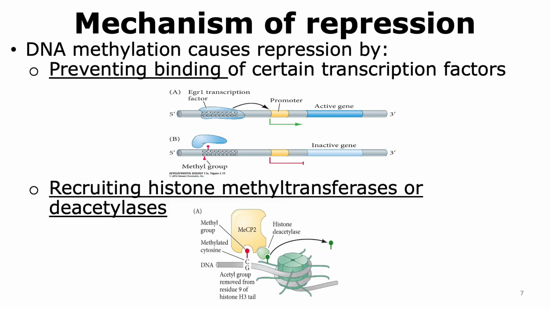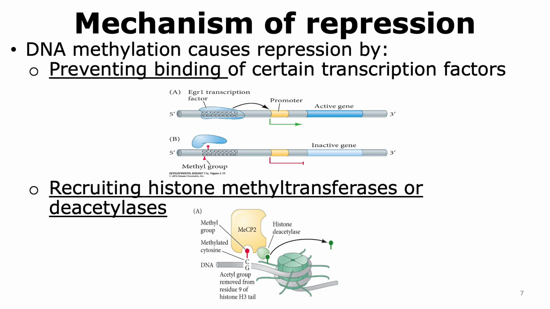transcribed. Another mechanism of repression is the recruitment of histone methyltransferases or histone deacetylases to the chromatin, and this promotes the repression of transcription. So when we look at the figure that's shown below, we can see that the presence of a methyl group on the DNA recruits the protein MECP2. MECP2 is a methylase.